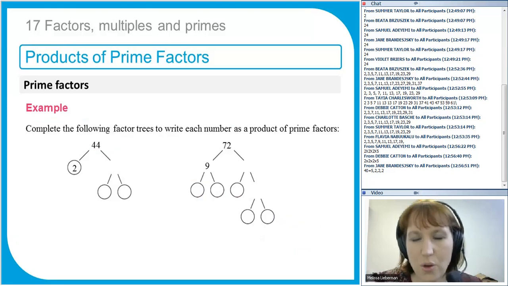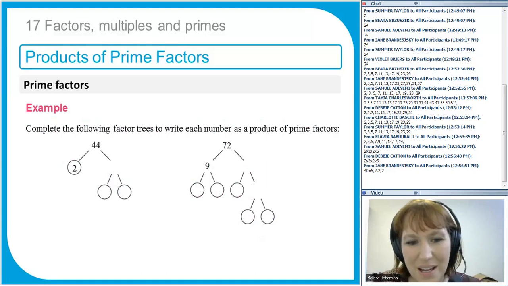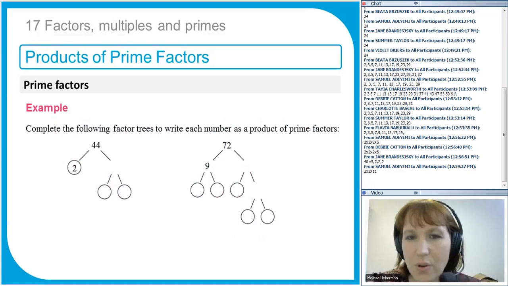Okay, so if you're watching the recorded version of this, you might want to pause and try completing these factor trees yourself. But I'll go through the answers here. So if you're watching the live version and you want to just tell me what the prime factor decomposition is of each of these numbers, then you can try that.